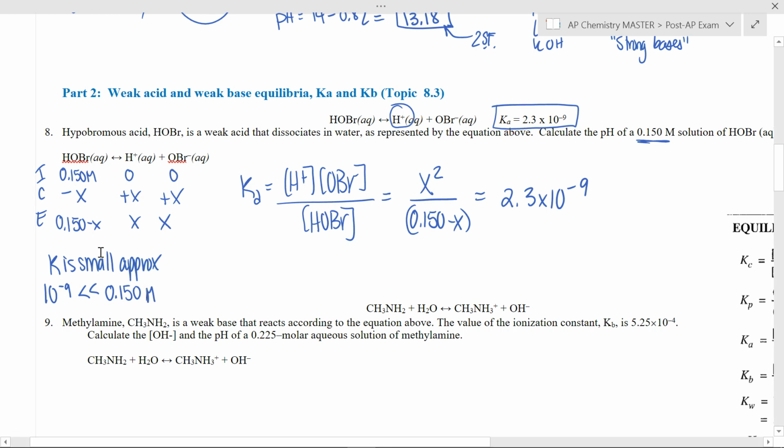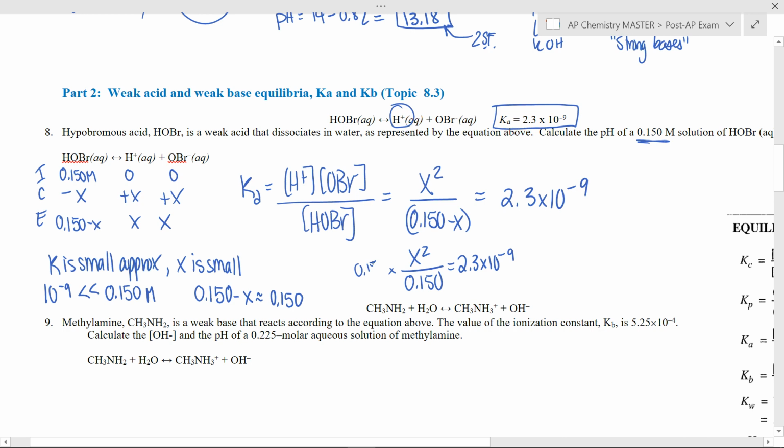And so when I make that K is small approximation, then we assume that X is small, meaning X is much smaller than the thing you are subtracting X from. So that's useful because then we say 0.15 minus X is basically just 0.15. Because X is so small relative to this number, we can basically just ignore its impact. So that makes this math a lot easier. So I just end up with X squared divided by 0.15 equals 2.3 times 10 to the negative 9.